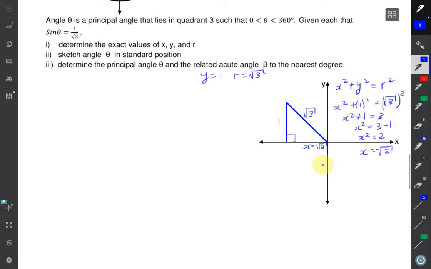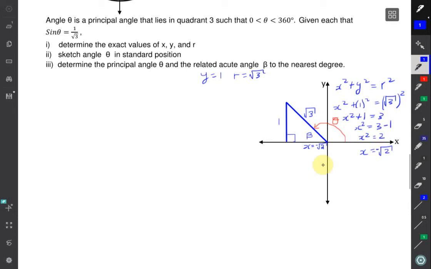Now that I have the three values, I can go ahead and do number 2 and sketch my angle theta, which goes to this terminal arm. And in 3, I'm asked to find what the value of the principal angle is, and then to find what beta is. I'm going to label beta here.